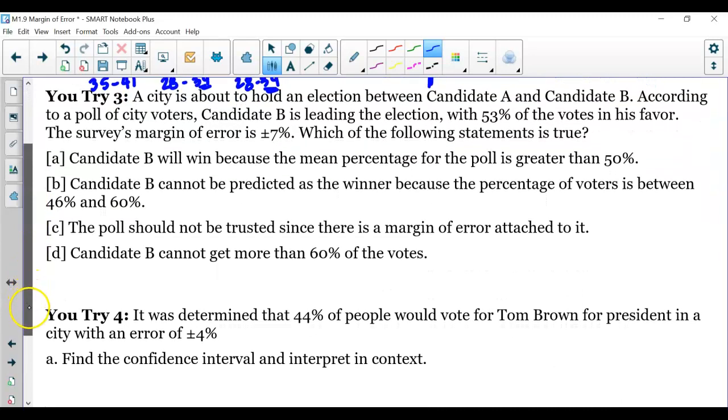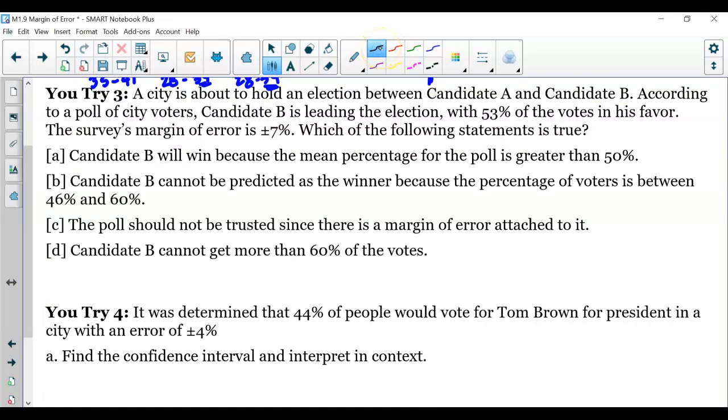So then in the next Utry here, you have candidate A and candidate B. Now, candidate B right now is leading at 53%. Even though we don't have A, do we know what A is? Well, yes, because the percentages will add up to 100. So if candidate B is at 53, then that means candidate A is at 47%. So now here, margin of error of 7%. So A is 40 to 54, and B is at 46 to 60.